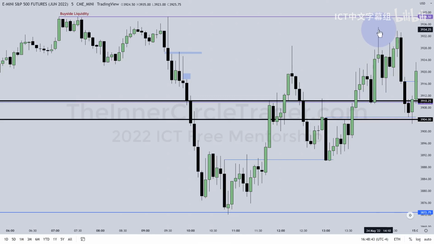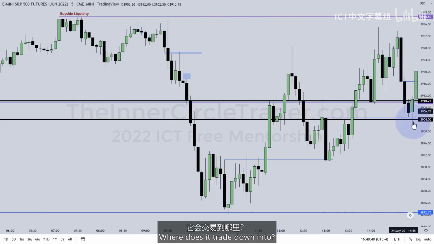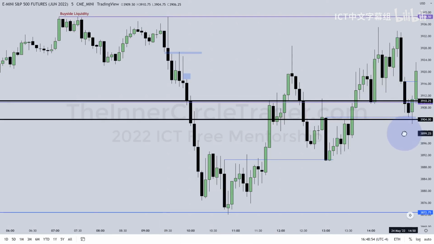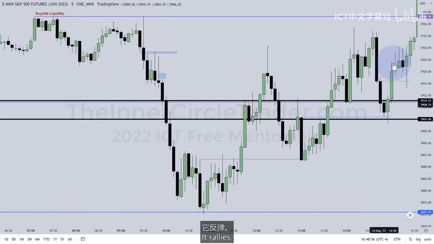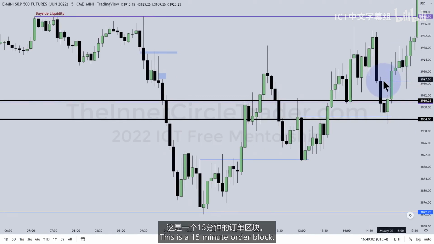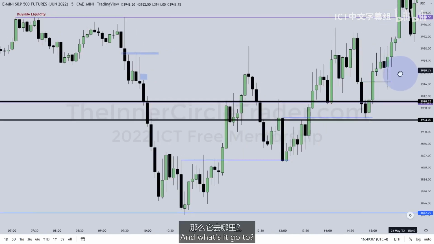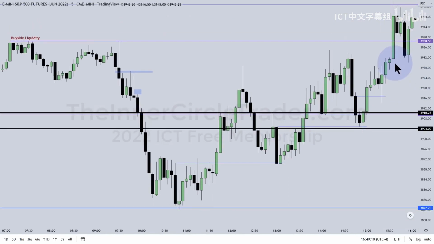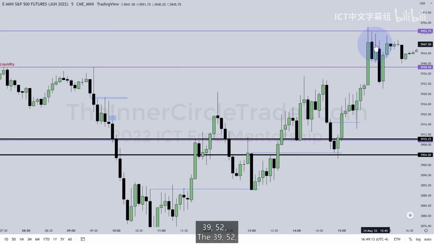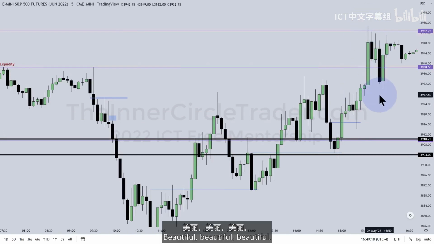falls short of what? The relative equal highs over here. Retraces. Where does it trade down into? That gap opening again. Now we're at the discount low. It rallies, comes back down in, fair value gap, trades into that. This is a 15-minute order block. Rallies, and what's it go to? The 39.52 3/4 level. Hammers it. Beautiful, beautiful, beautiful. In the afternoon, it became a lot better.